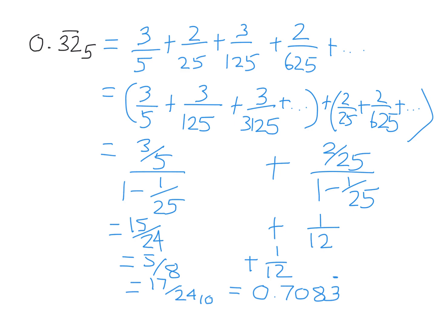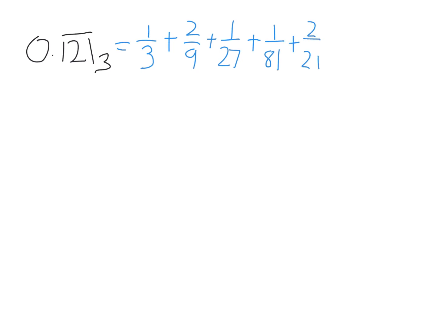All right, let's look at one more example. Let's look at 0.121 recurring in base 3. Let's write it out in expanded form. The first column is 1, then it's a 2, then it's a 1 again, and then we start the cycle all over again: 1, 2, and then a 1 again. Once again, this is not a geometric series, because if you were to take any term and divide by the previous term, you would not get the same number.